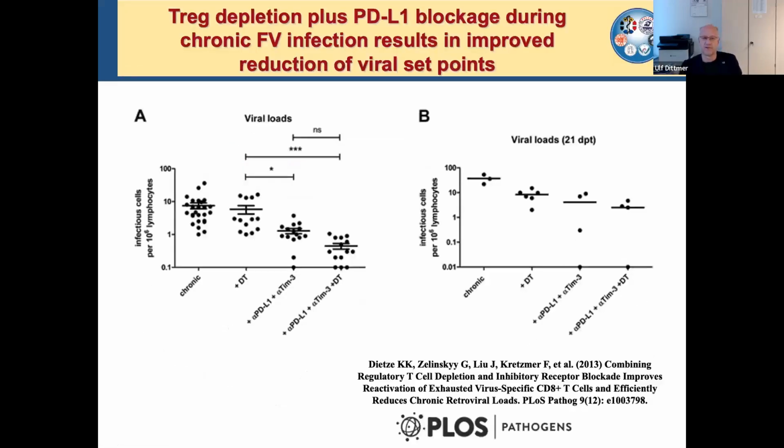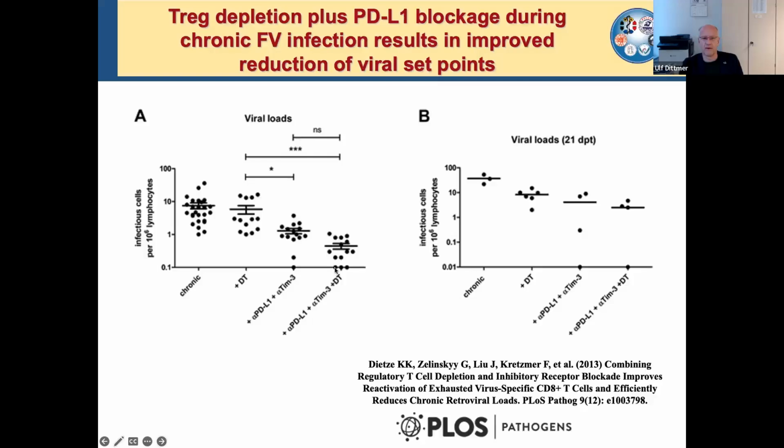And then it was obviously very interesting what happens to the viral loads in these animals. And here are the normal viral loads of a Friend virus infected mouse. If you deplete regulatory T cells, then this goes down. If you block the inhibitory receptors, this has a higher effect. So this pathway seems to be more important. However, if you combine these two therapies, you have the strongest effect.